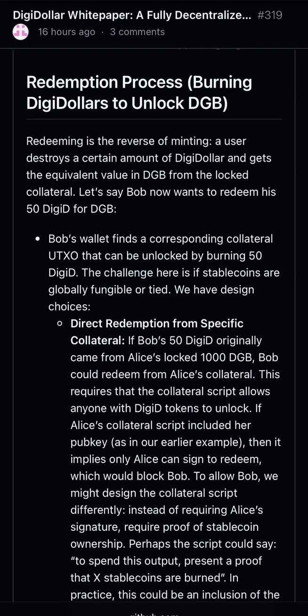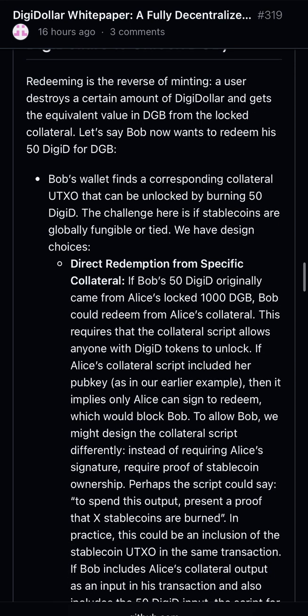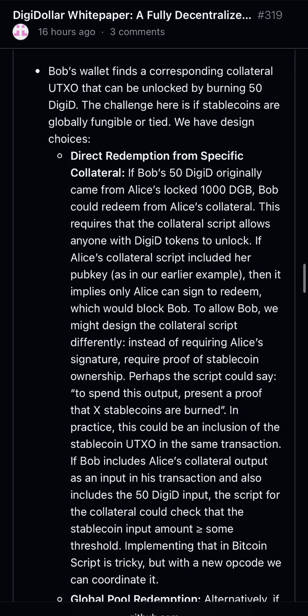Redemption process, burning DigiDollars to unlock DGB. Redeeming is the reverse of minting. A user destroys a certain amount of DigiDollar, and gets the equivalent value in DGB from the locked collateral. Let's say Bob now wants to redeem his 50 DigiDollar for DGB. Bob's wallet finds a corresponding collateral UTXO that can be unlocked by burning 50 DigiDollar.